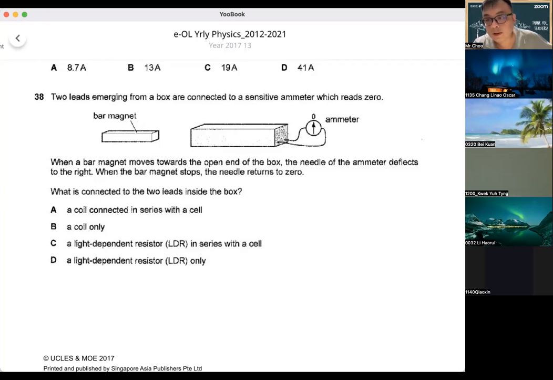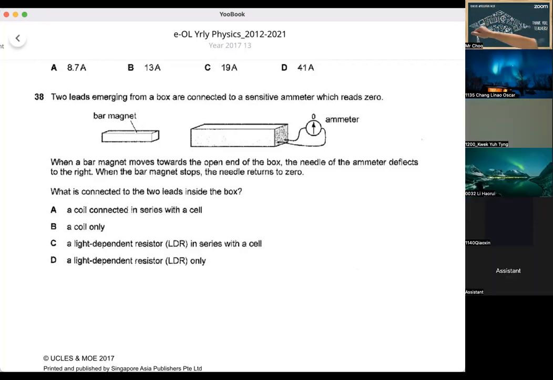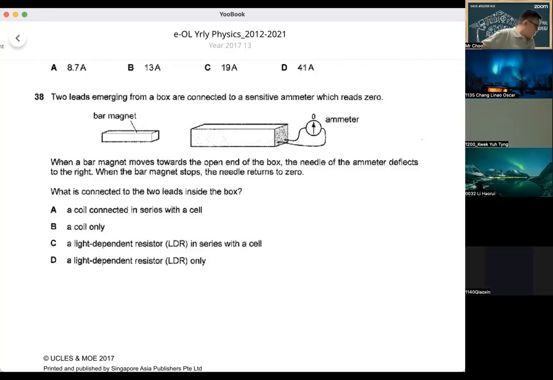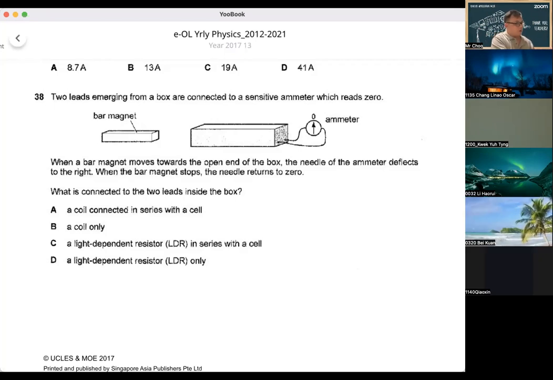Hey, Oscar, well done. Auri, well done. How about the rest of you? Bei Guan, how come you appear and disappear? Xiao Xing, well done. Ryan, are you there?